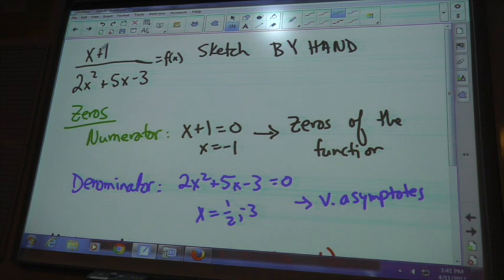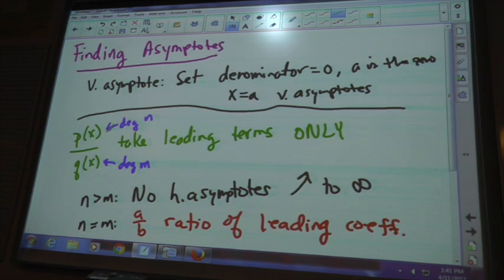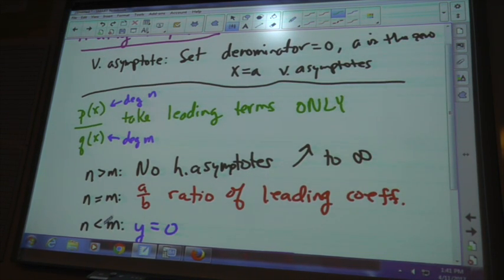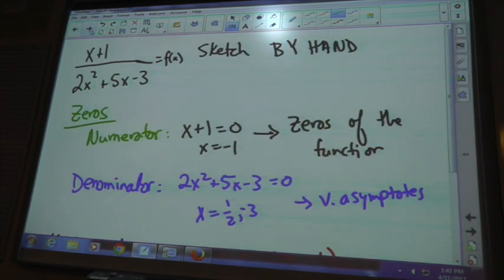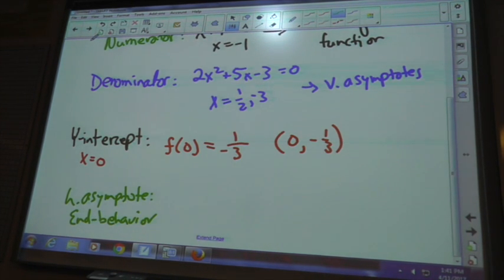So you take the degree of the numerator, the degree of the denominator. What's the degree of the top? 1. What's the degree of the bottom? 0. So n is less than m, right? Therefore, what's the horizontal asymptote? y equals 0. It's the last one, y equals 0, since n is less than m.